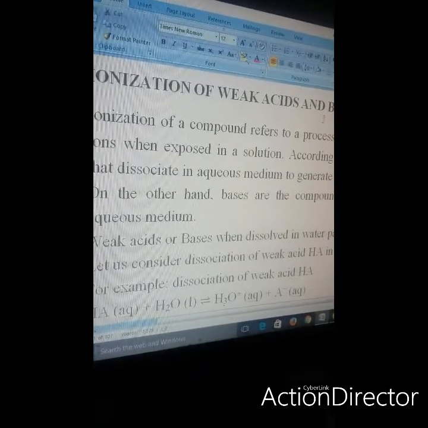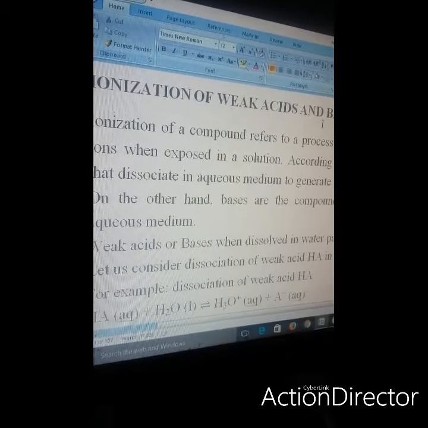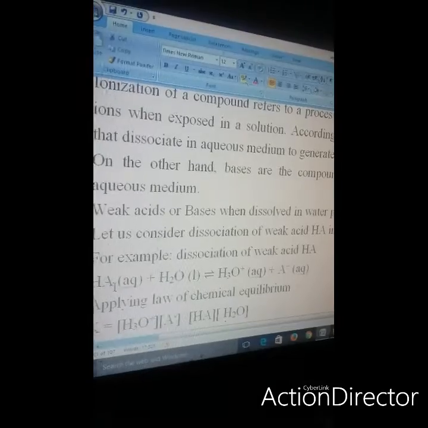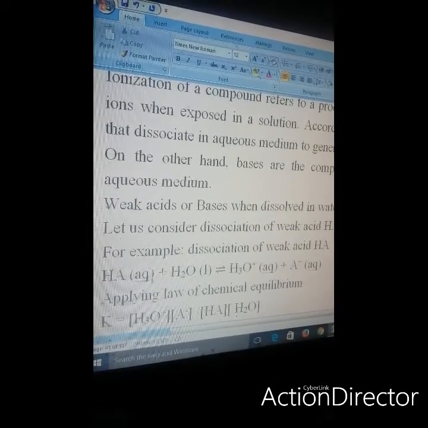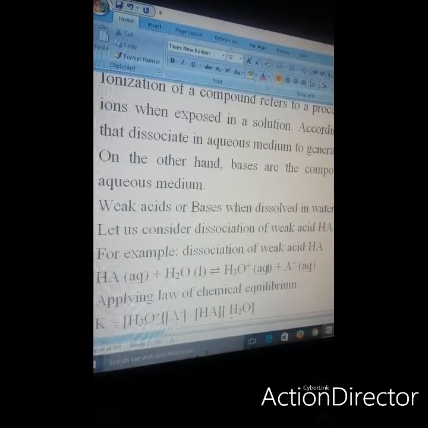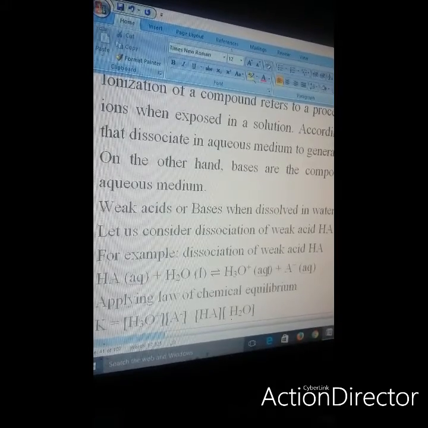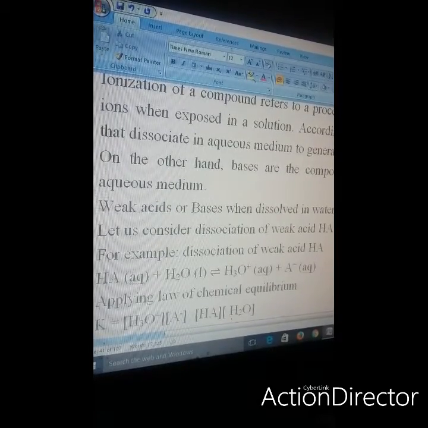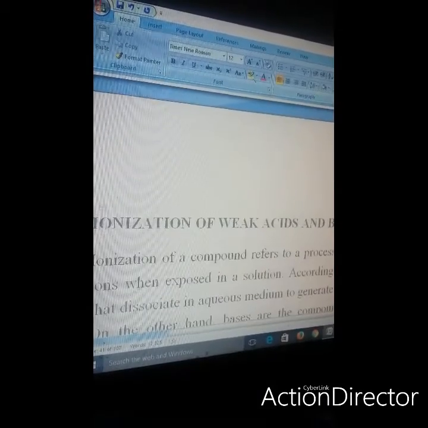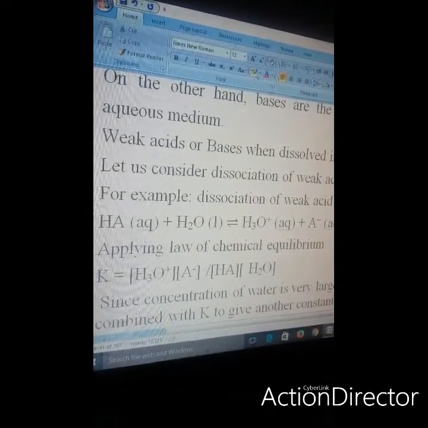Let us do today the ionization of weak acids and bases. Ionization is a process in which a neutral molecule splits up into charged ions when it is exposed to solution. As you can see here, this is a weak acid which, in the presence of water, is splitting up into charged ions. According to Arrhenius theory, acids are the compounds which dissociate in aqueous medium and generate H plus ions, while a base generates OH negative ions.